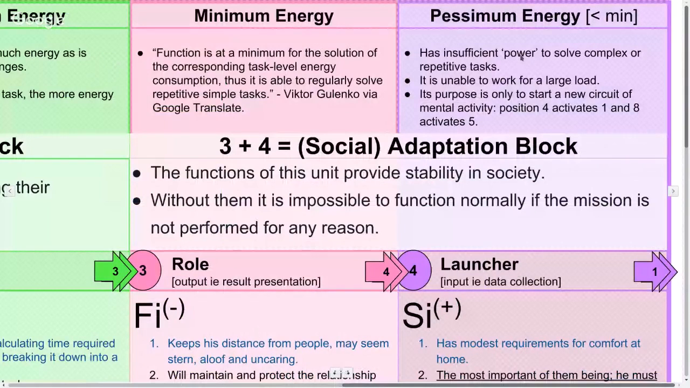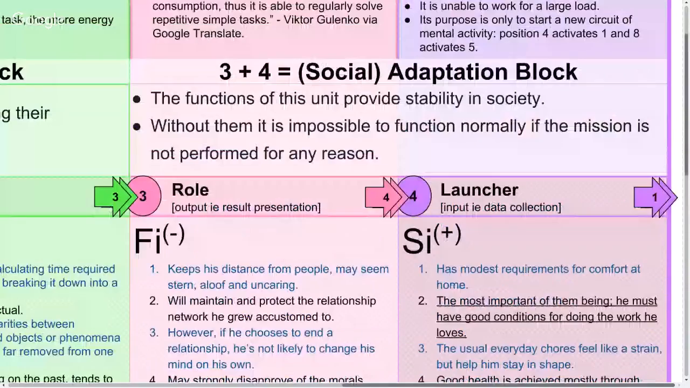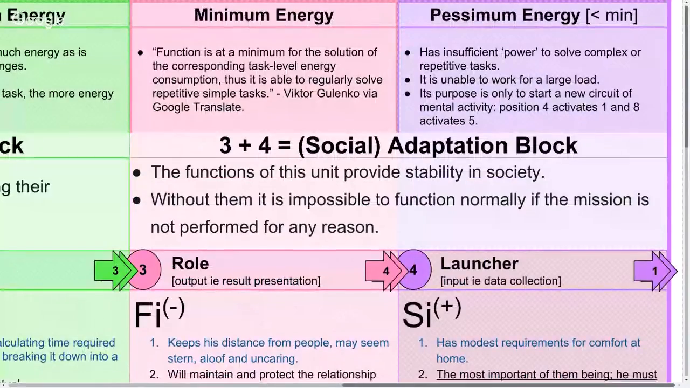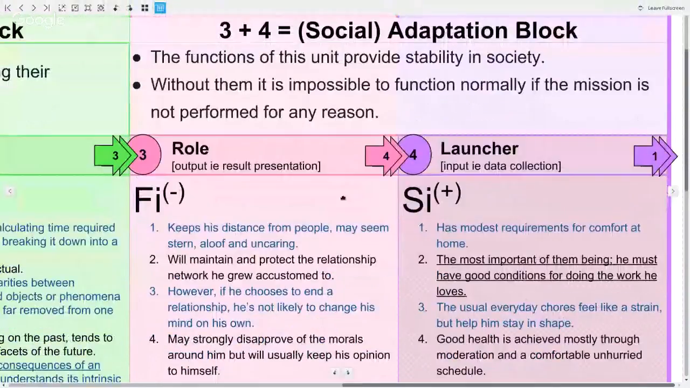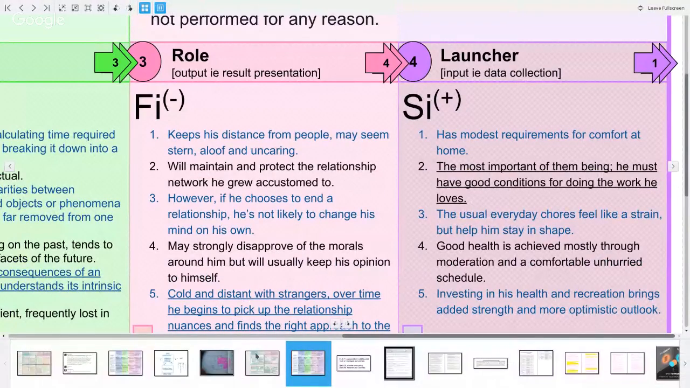Now, pessimum means less than the minimum. It has insufficient power to solve complex or repetitive tasks, is unable to work for a large load. Its purpose is to start the new circuit of mental activity. Position 4 activates 1. So this is the idea here. Right, and now I'm going to go back to the other graphic. So it's like if they need outside help from the ESFJ with SI+. Now let's go back to the explanation diagram. SI+.